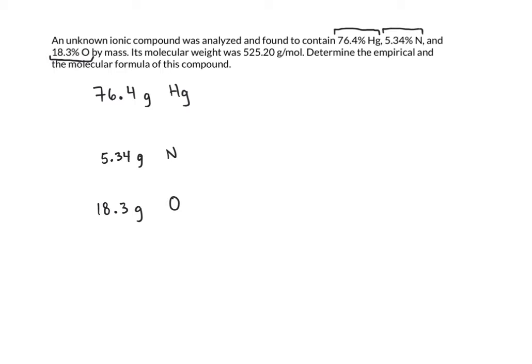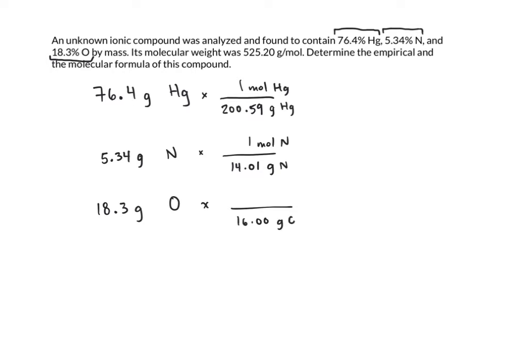From here, we can convert grams into moles. To accomplish this, we'll use the molar mass, or weights of the elements, from the periodic table. The molar mass of mercury is 200.59 grams per mole. The molar mass of nitrogen is 14.01. And the molar mass of oxygen is 16.00.